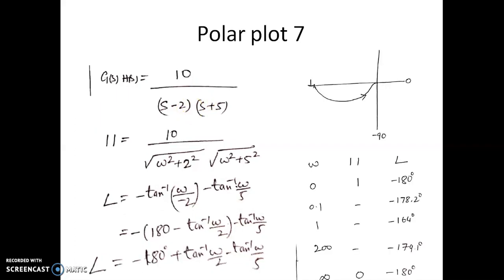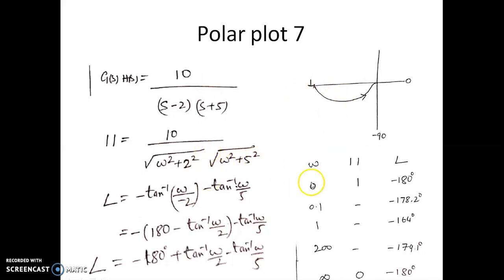Let us see what is the change in the plot. You can see the plot as the value of omega changes from 0 to infinity. Again, there is no change in the magnitude expression from the previous problem. The magnitude is again varying from 1 to 0 as the value of omega changes from 0 to infinity. But you can clearly notice the phase angle is changing for this particular transfer function from minus 180 to minus 180, but the phase is always lesser than minus 180. You can see it is minus 178, minus 164, again minus 179.1. So it goes in the third quadrant.